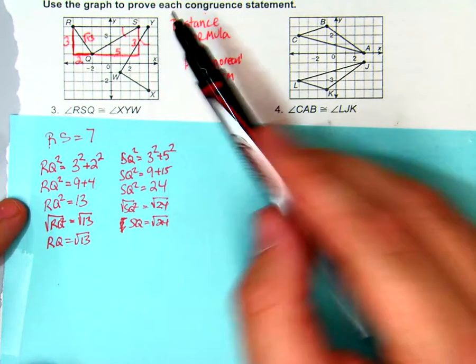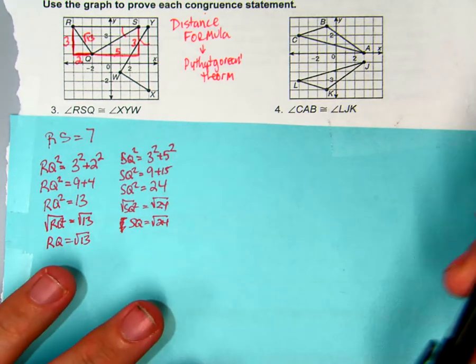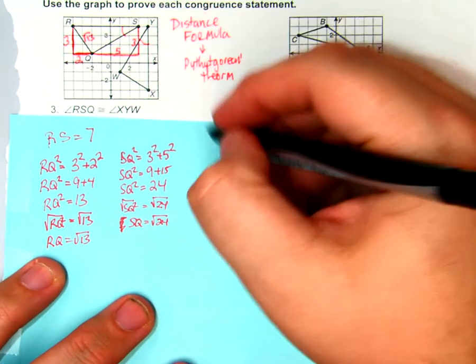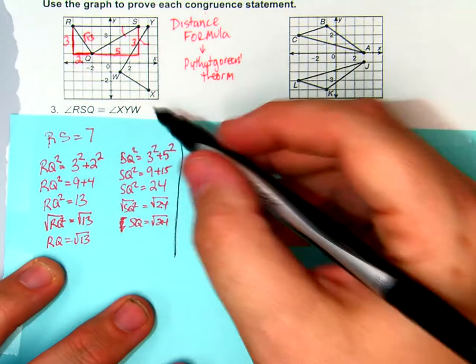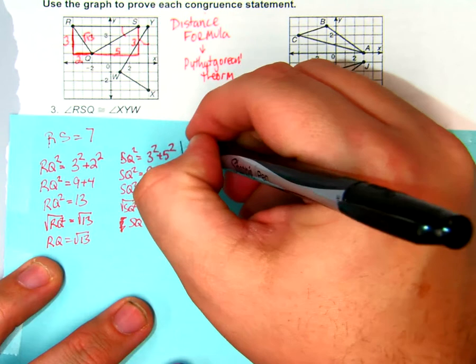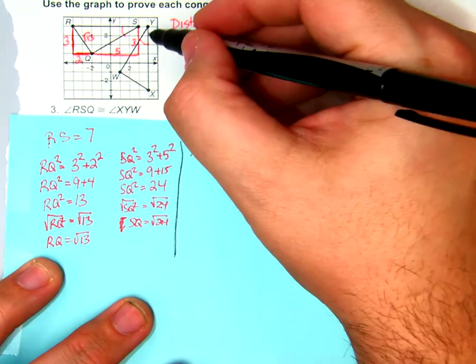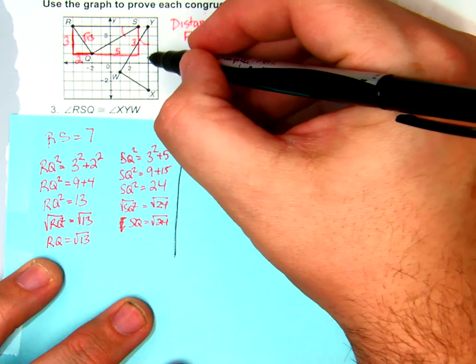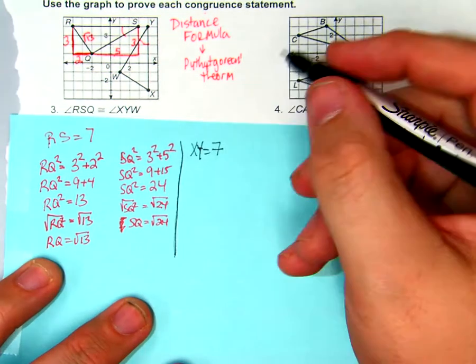Now let's take a look at the second triangle, and let's try to find some corresponding parts in this case. So for the second triangle, I have XY is a vertical line. So XY, I don't have to deal with a Pythagorean theorem or a distance formula. I could just count the boxes. 1, 2, 3, 4, 5, 6, 7. So XY is equal to 7 units.